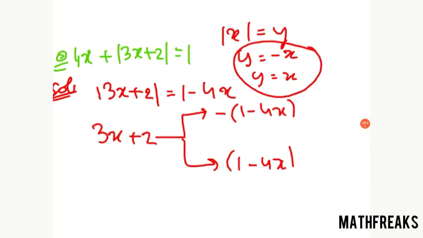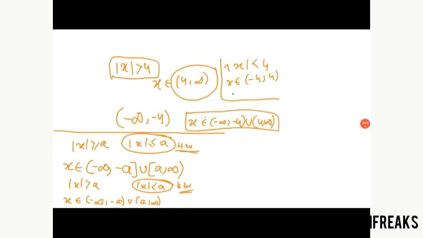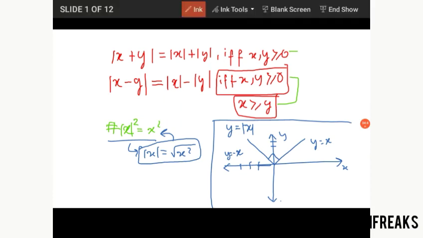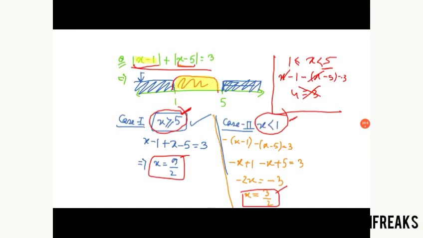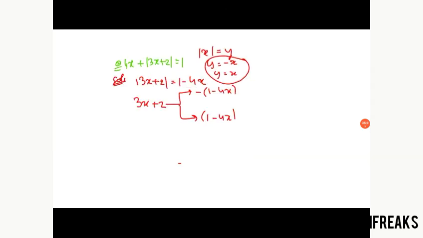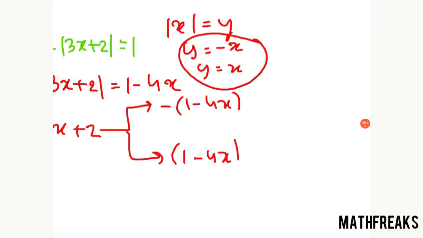See, I'm showing you the graph once again. See this graph. If we draw the graph of y equals mod of x, there are two cases. y can either be equal to minus x or y can be equal to x. See, correct? So we can have two cases. So solve for both the cases.